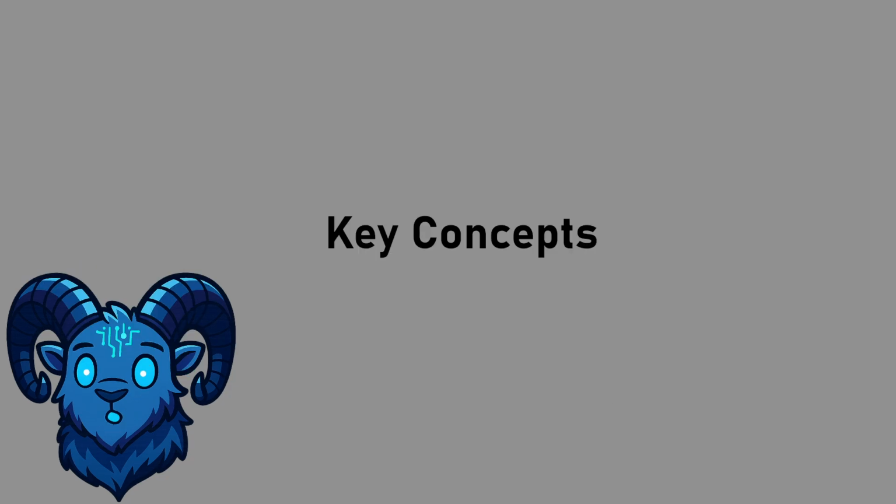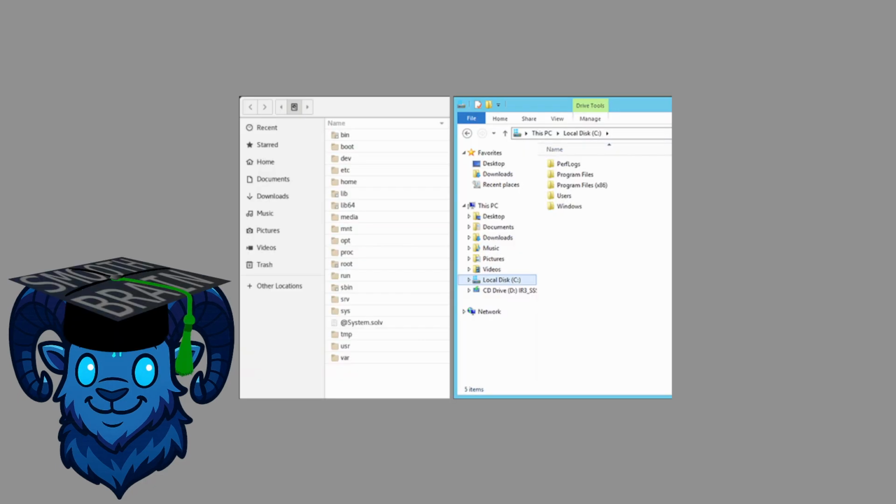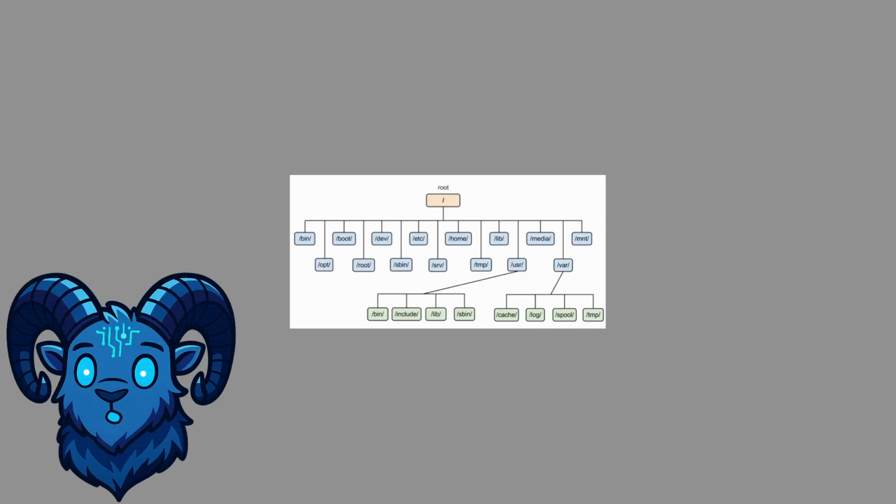Now moving on to some key concepts. What is a file system? You may all be very familiar with this, but a file system is essentially the organizational structure that an operating system uses to store and retrieve data from the device. Think of it as a library catalog system. It keeps track of every piece of data that lives on your disk.